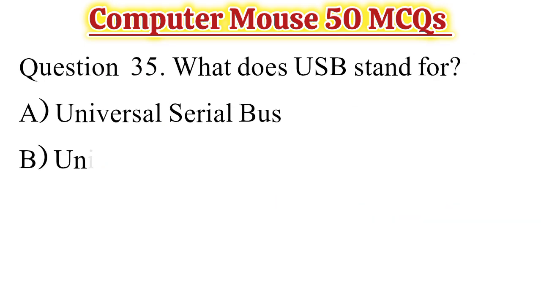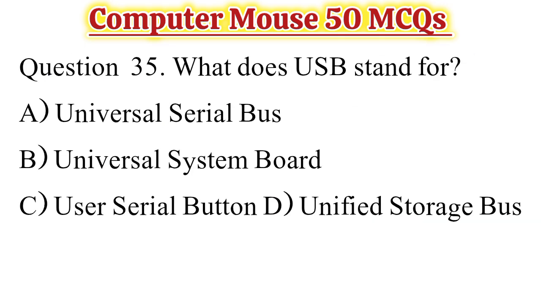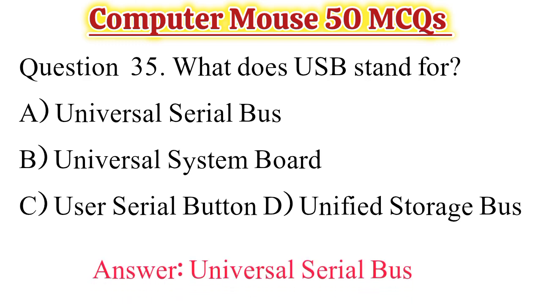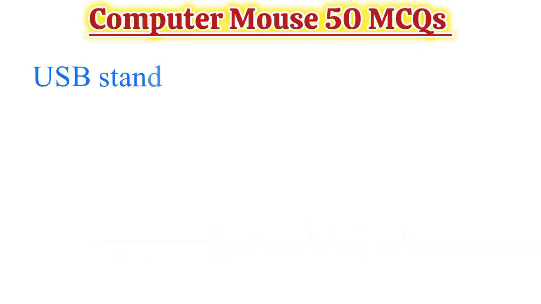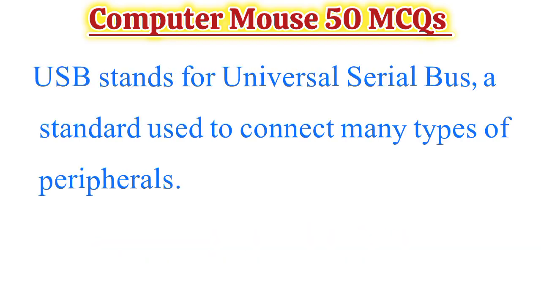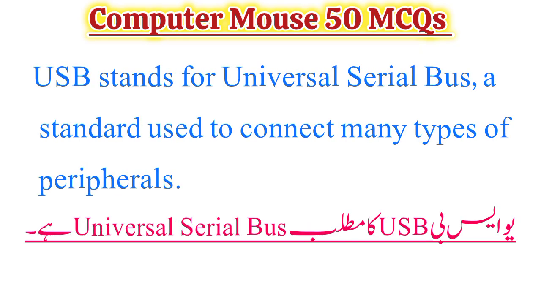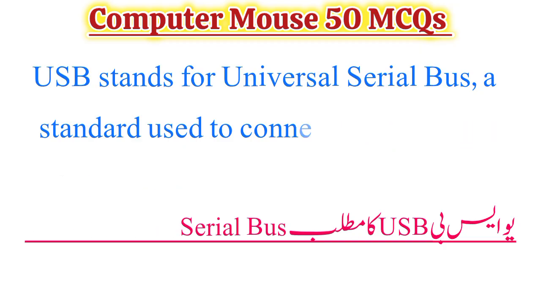35. What does USB stand for? A. Universal Serial Bus. B. Universal System Board. C. User Serial Button. D. Unified Storage Bus. Answer A. Universal Serial Bus. USB stands for Universal Serial Bus, a standard used to connect many types of peripherals.